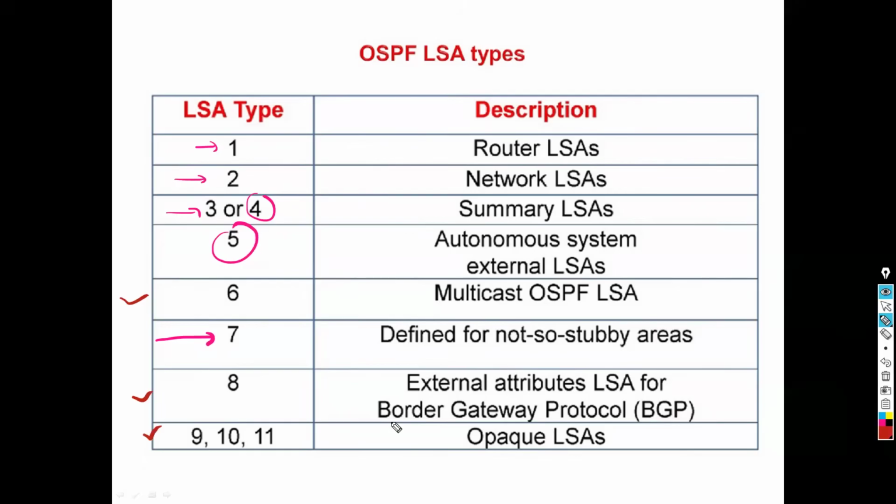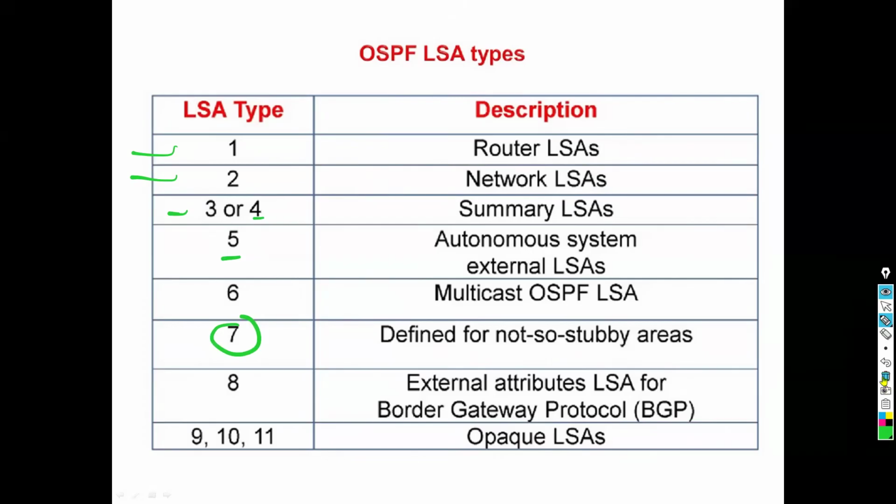LSA 6, 8, 9, 10, 11 are not our topic. For example, LSA 8 is called external attributes LSA for the BGP protocol. You can discuss that point in BGP, since it is related with LSA 8. Our task is LSA 1, LSA 2, LSA 3, 4, 5, and LSA 7.